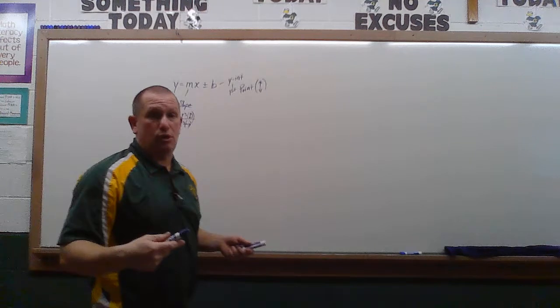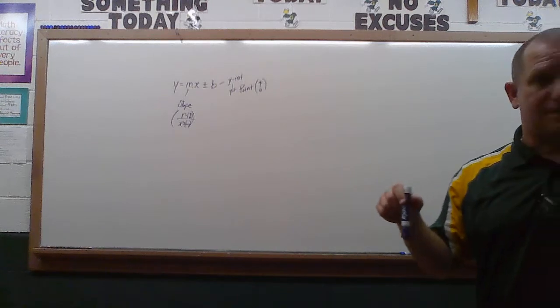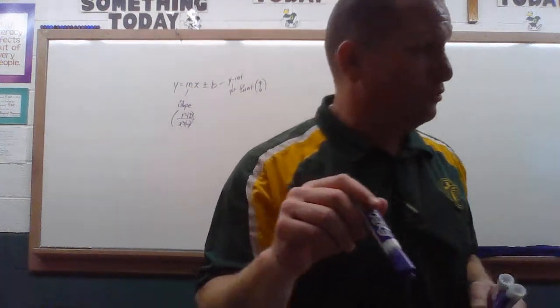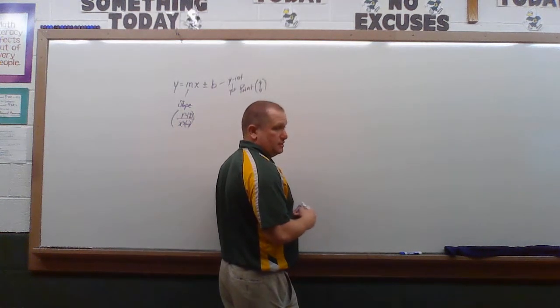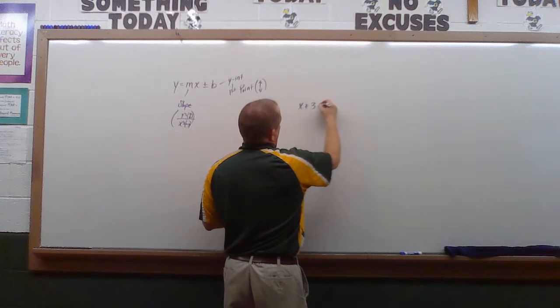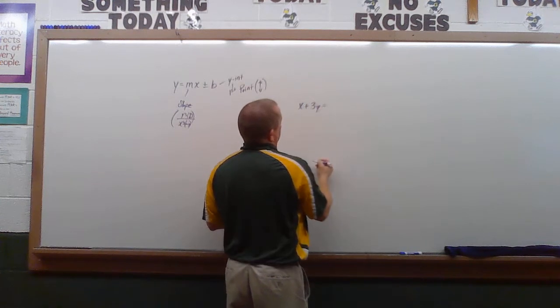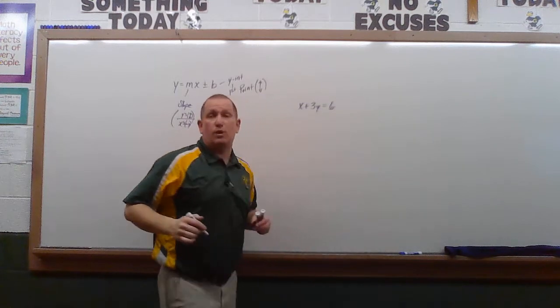Then we showed how to take that information and use it to graph, and then we were into one of the examples at the end, right? So, what was the example we were working on at the end? x plus 3y equals... x plus 3y equals what? 6. All right, so this is where we were at.